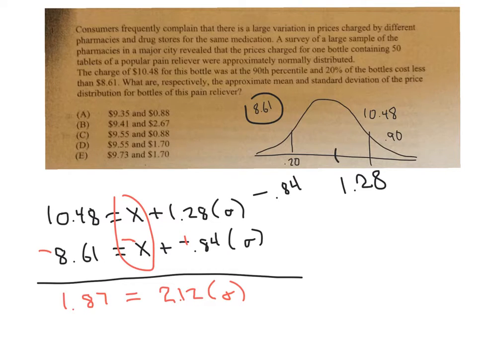And then to solve for this variable, which is the standard deviation, divide both sides by 2.12. And you get the standard deviation, we solve that, is equal to 0.88 approximately. Okay, so there is the standard deviation, which is, dang, we're still down to two choices, right? So what do we do with that?